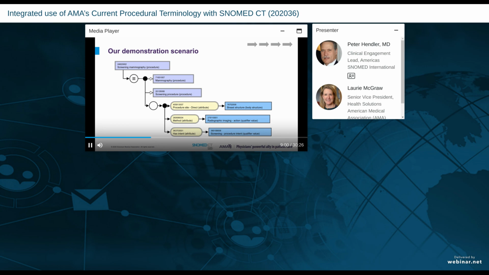SNOMED CT is the only widely used clinical terminology system that has formal logical definitions, which are critical for data analysis. There are a few other systems that exist with special focuses, such as rare diseases or genetics. But SNOMED CT is the only logic-based terminology widely used in electronic health and electronic medical record systems worldwide. Now our demo.